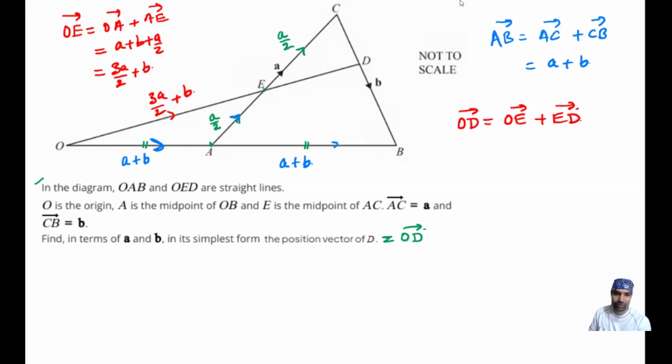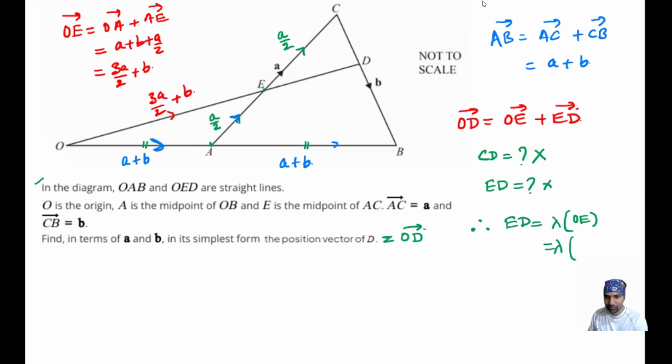Now I need to find OD. Neither do I know CD, nor do I know ED. So here we'll apply the concept of parallel vectors. Since ED is a part of OE, you can see here, I could write ED as lambda times OE. Understand this concept: ED is equal to lambda times OE, and OE is what we already found, 3A over 2 plus B.